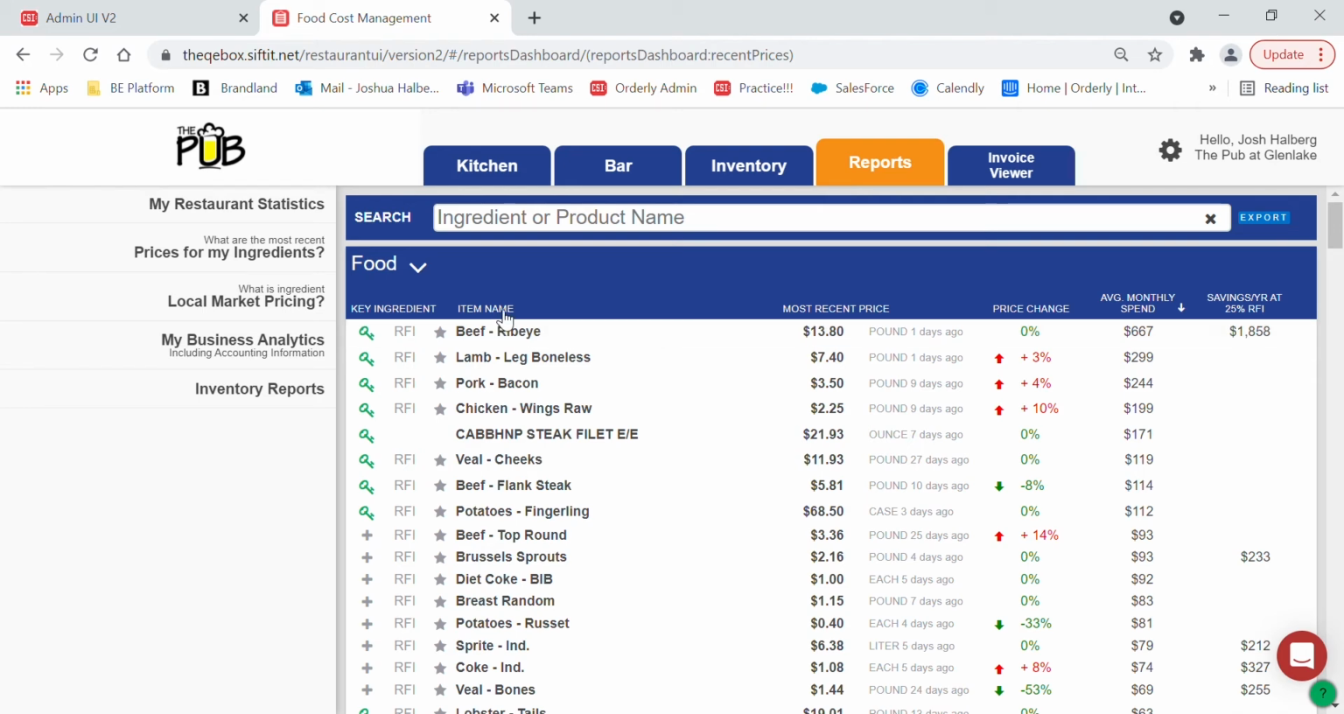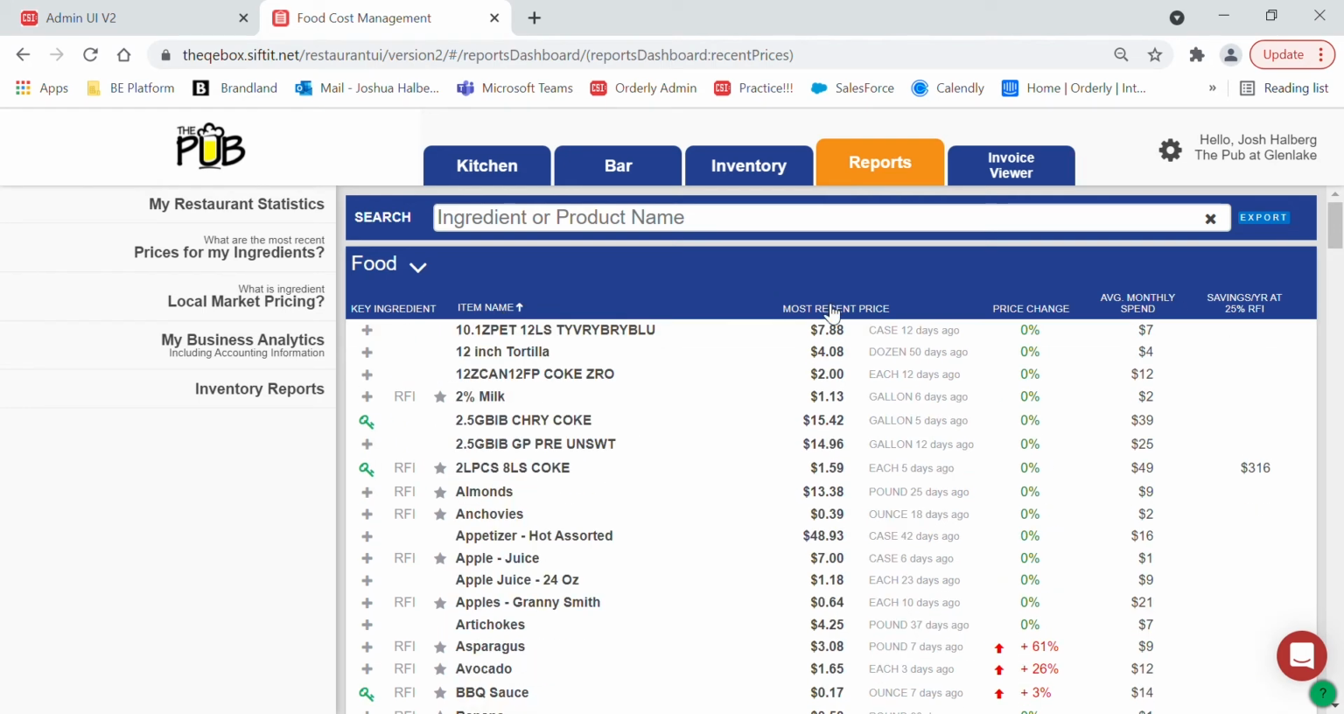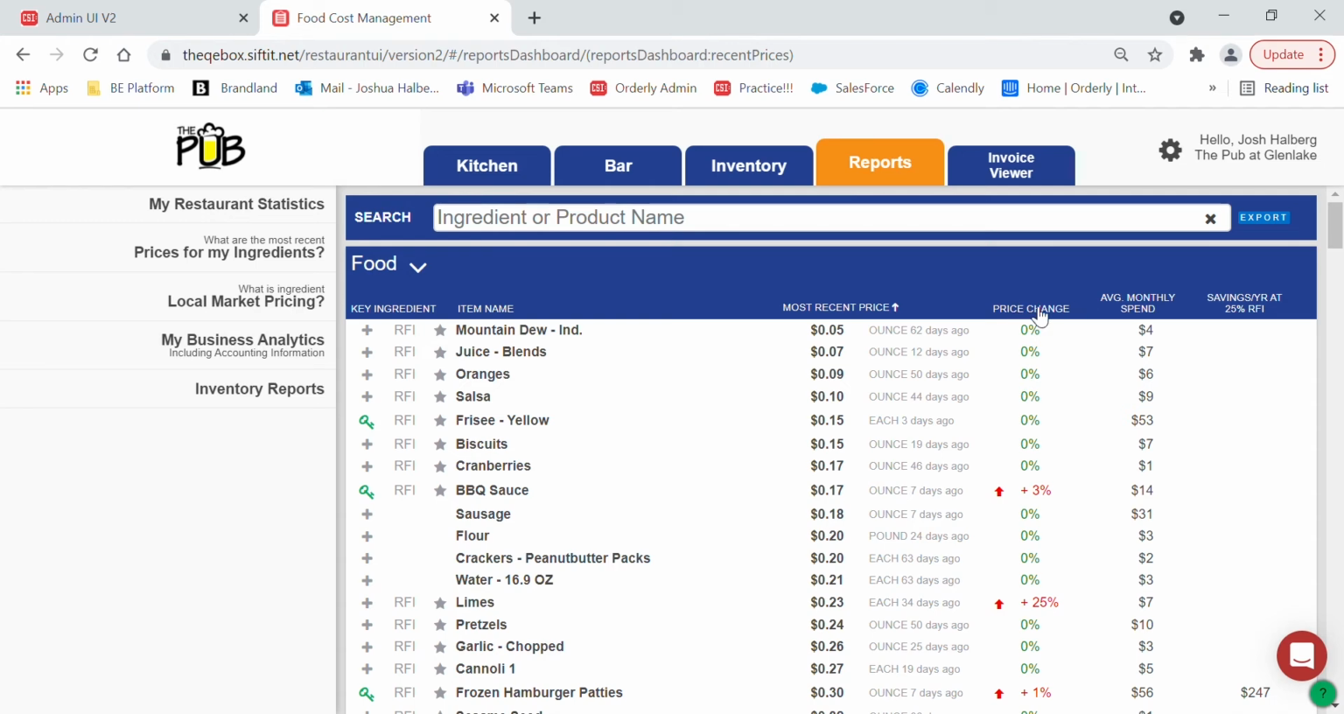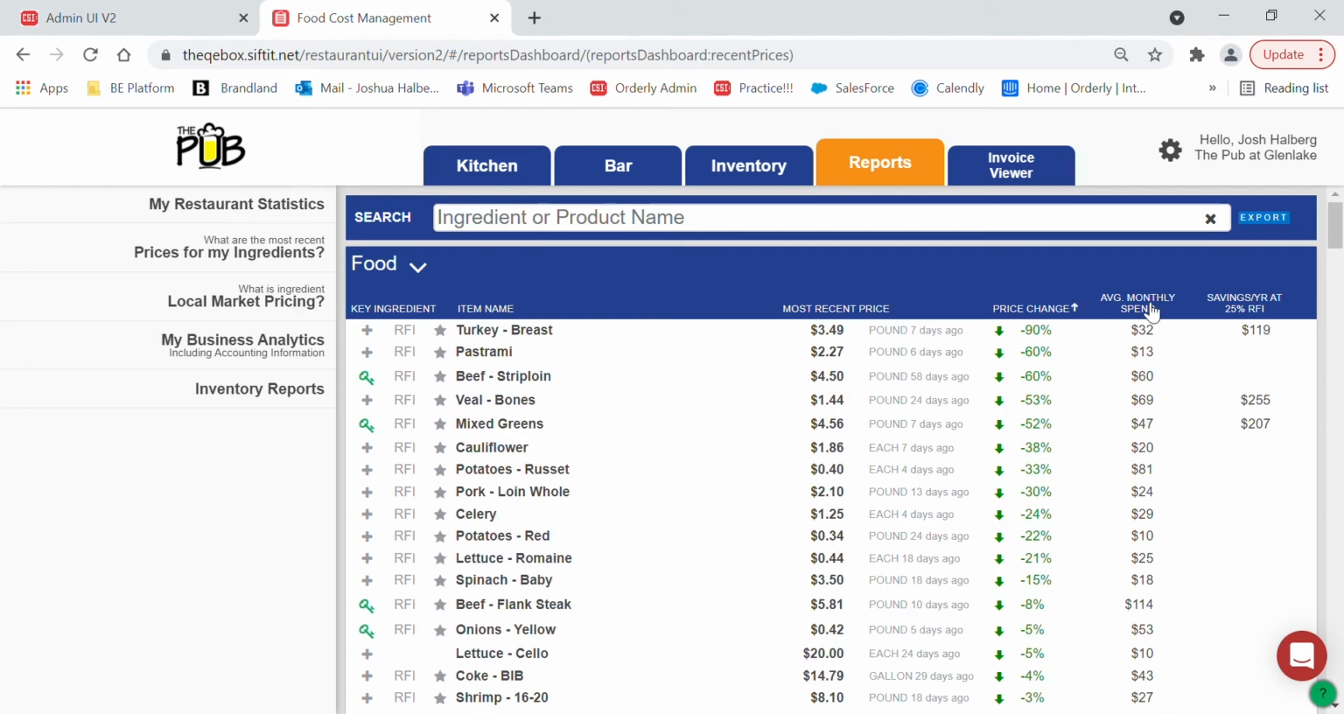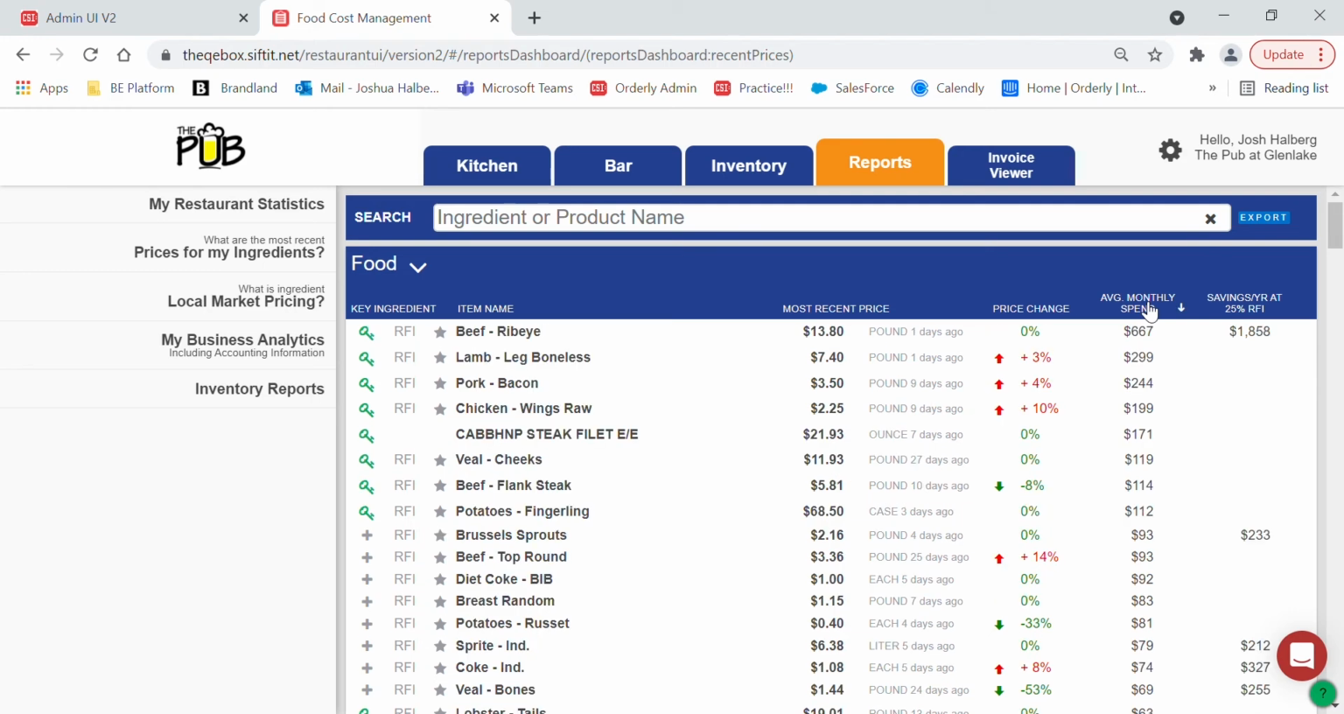it is important to remember that by default, the ingredients will always be listed by your highest average monthly spend per ingredient every time you initially come into this report. This is to get your eyes on potential fluctuations on ingredients that will help move your food cost needle the greatest. Now let's take a look at a few ingredients a little deeper.